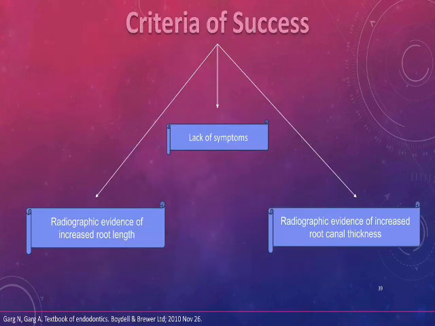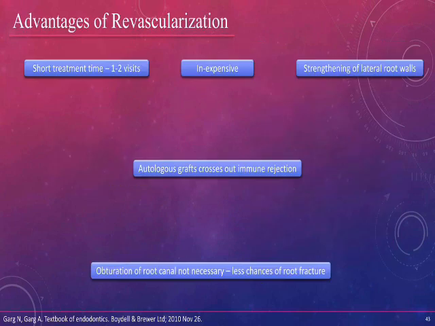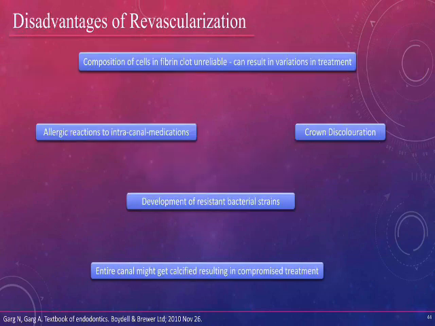The success of the revascularization depends on the patient not having any symptoms, and there should be radiographic evidence of root formation. The advantages of revascularization include short time duration, being inexpensive, strengthening of the lateral root walls, autologous grafts causing no immune rejection, and obturation of the root canal not being necessary.